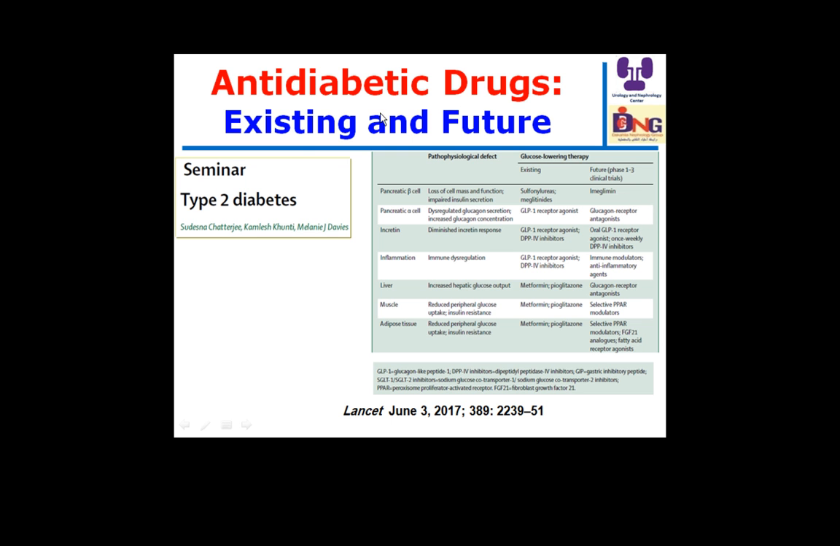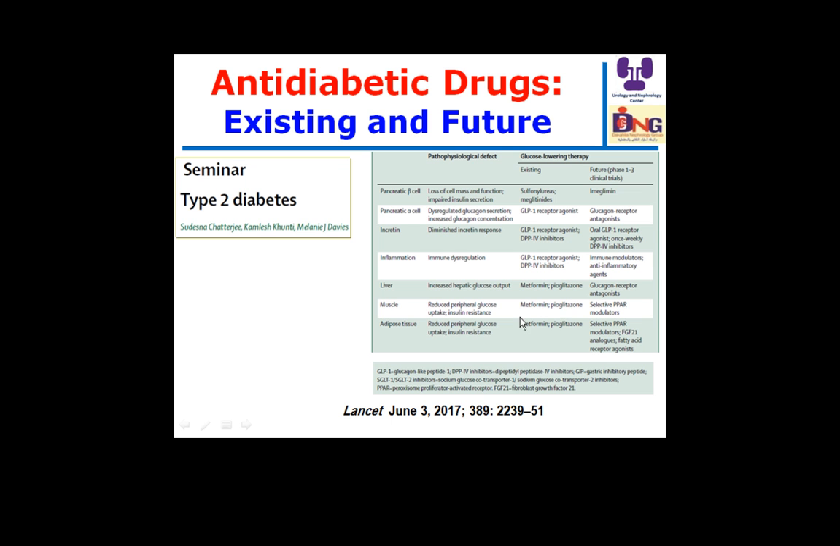So these are the existing drugs, and this is the future for drugs that are expected to be present if they are proven in the studies. In incretin, GLP-1 and the DPP-4 inhibitors, and here oral GLP-1 receptor agonist, once weekly DPP-4 inhibitors. For inflammation, up to this point we have GLP-1 receptor agonists and DPP-4 inhibitors, but we are waiting for the validity of immune modulators and inflammatory agents. For liver, metformin and dapagliflozin reduce hepatic glucose output, and we are waiting for the glucagon receptor antagonist.